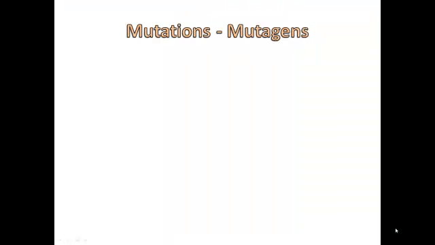Mutations occur on a regular but rare basis from mistakes made during replication. There are some agents called mutagens that cause an increased frequency of mutations. Radiation is one of the more famous mutagens. You've all heard about UV radiation causing skin cancer and X-rays causing other types of cancer. So, how does it do it?